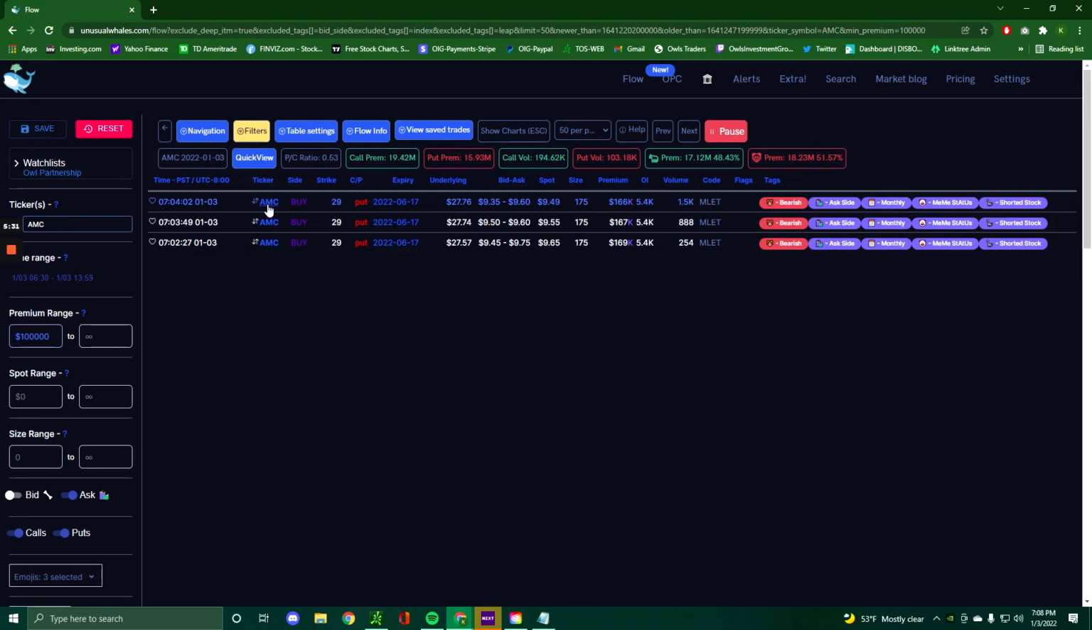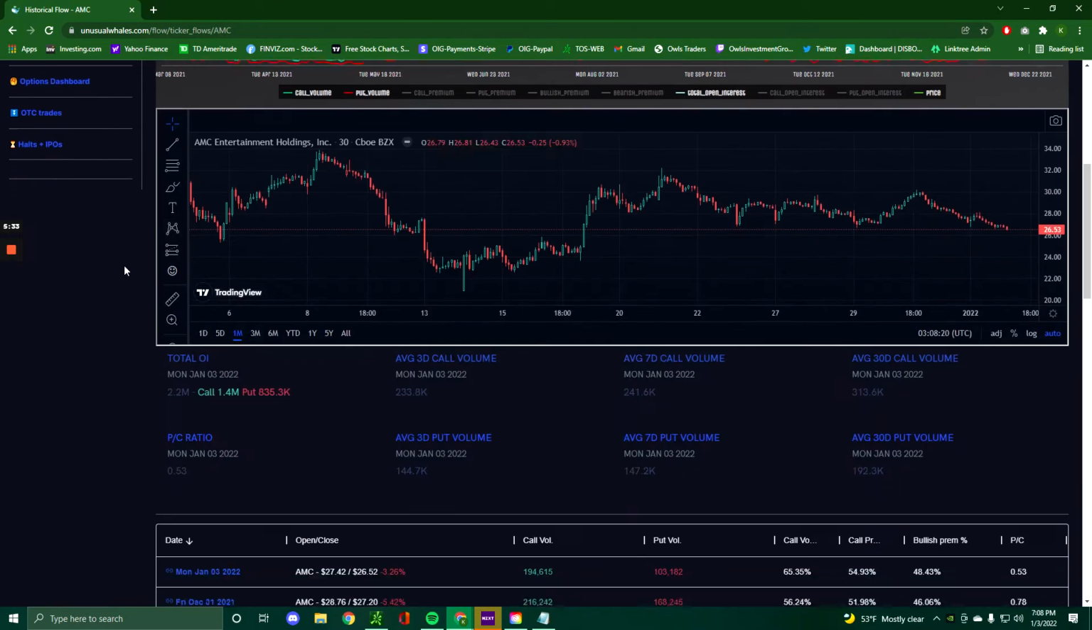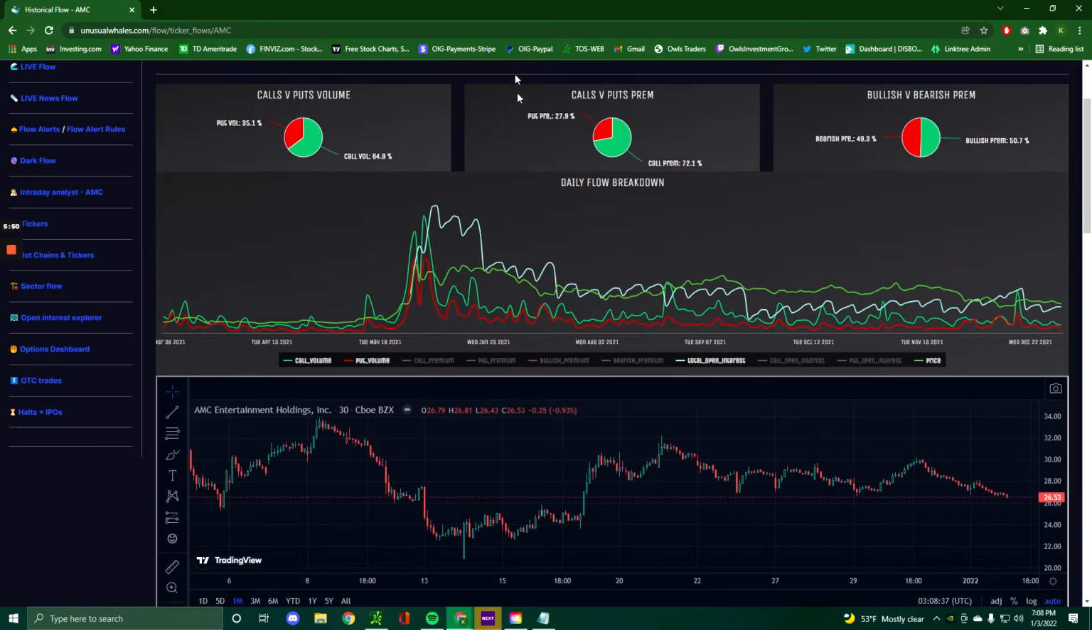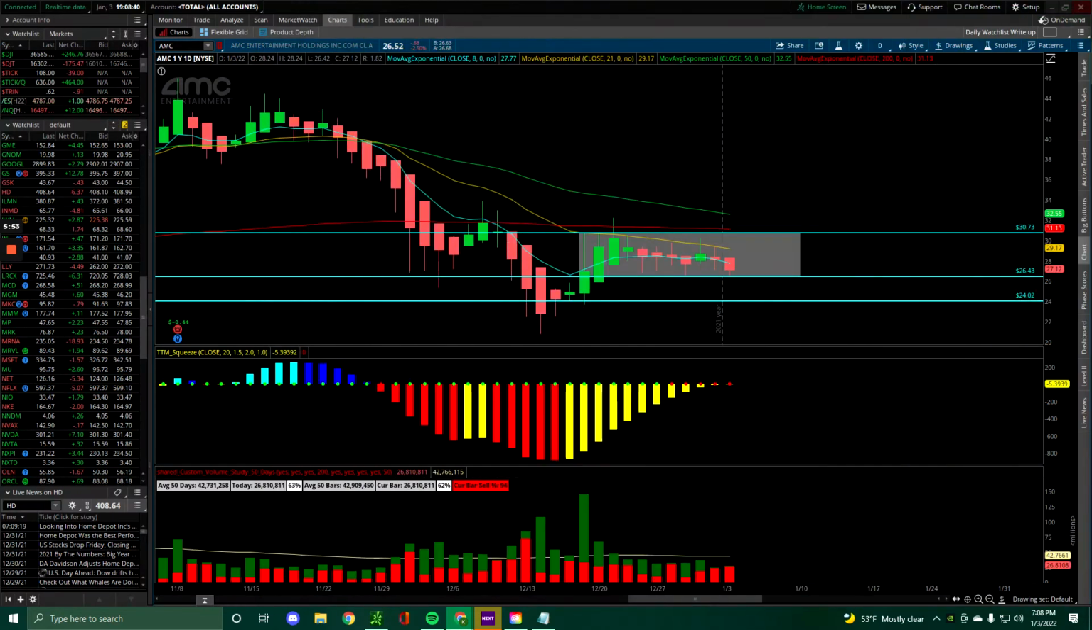Now, if we actually click into AMC, we look at the option chain for today. So today there was more call volume, right? So 194,000 to 103,000. And also the total open interest for today is 1.4 million to 835.3 thousand. So the flow is looking more bullish, but always have your key levels ready. So look for that 30.73 resistance or the 26.43 support.